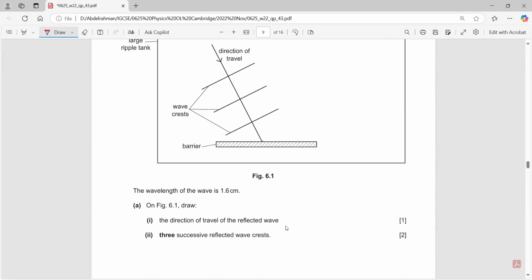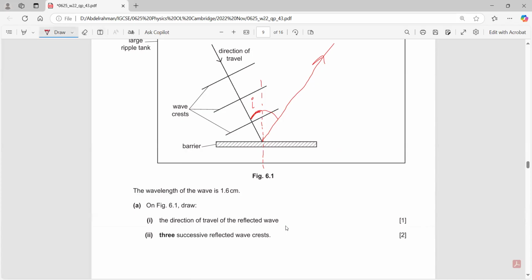First of all, you need to draw the normal line. Then we need to measure the angle of incidence. I think this angle of incidence would be around 25, maybe 30 degrees. Anyway, you need to measure it using your protractor, and then draw the direction of the reflected wave. The direction of the reflected wave would move somewhat in this direction. So this is the reflected wave.